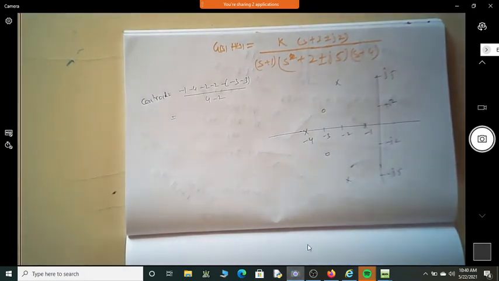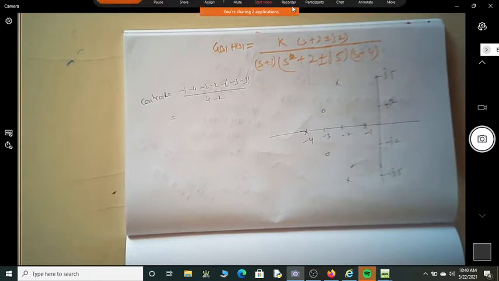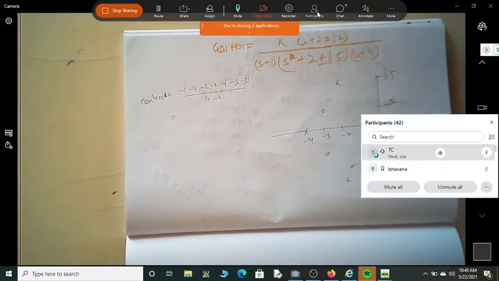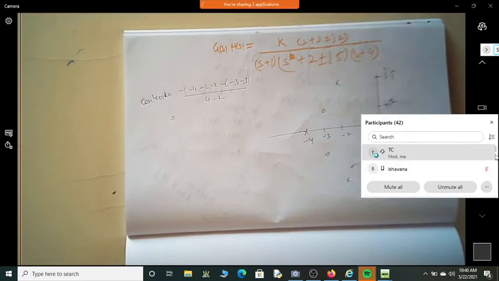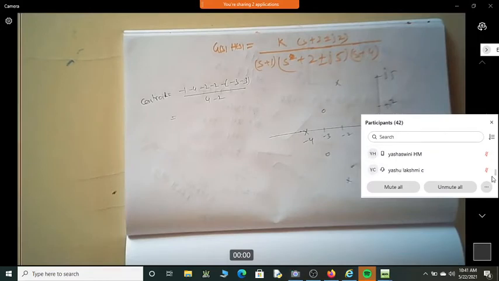Okay, let me ask a student how I wrote that centroid. Who is there with me? Wait. Let me just take this student. How hardly for the student with me. Yashaswini? Yeah, tell me. How did I write centroid as minus 1, minus 2, minus 2, minus of minus 2? What is that?